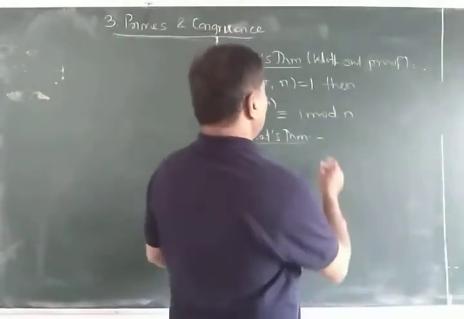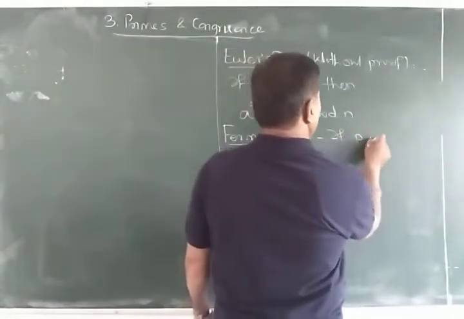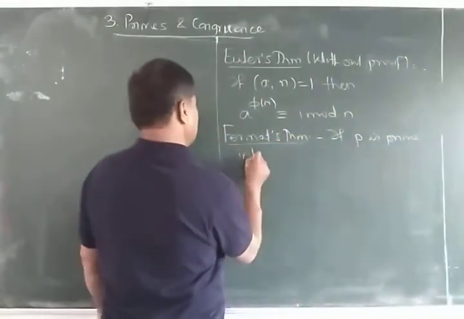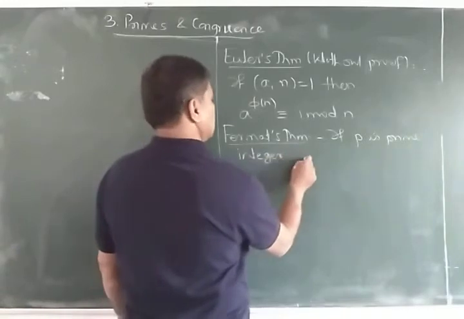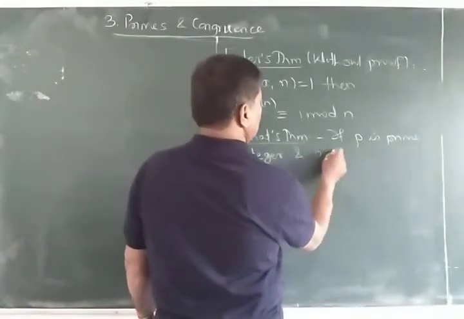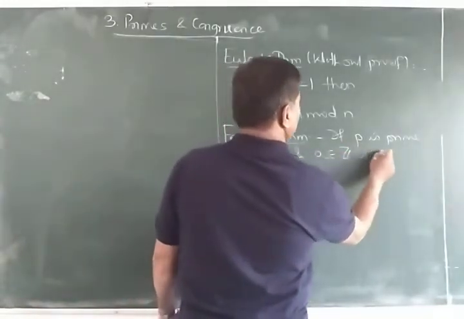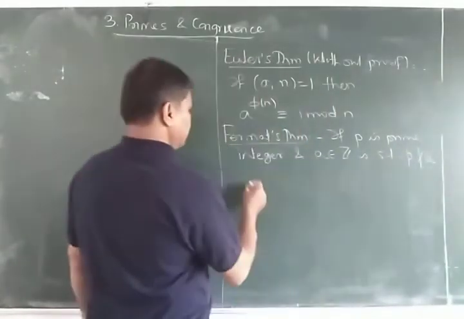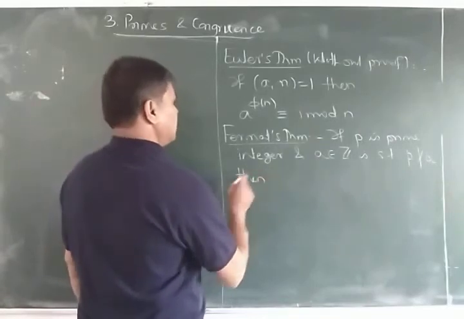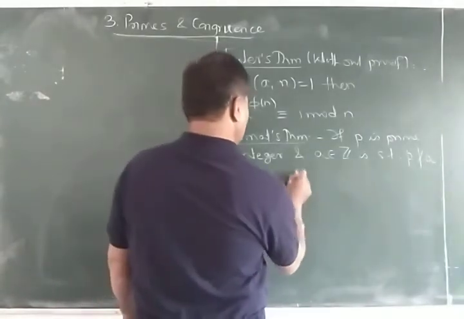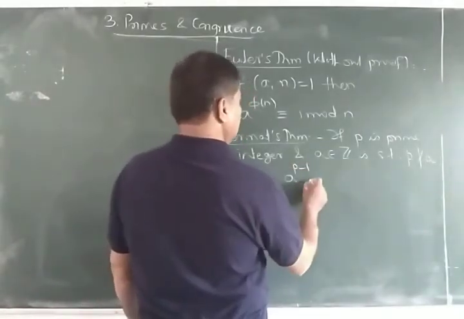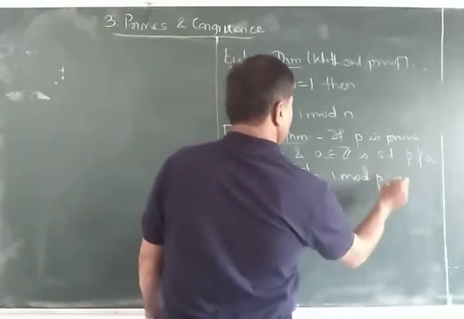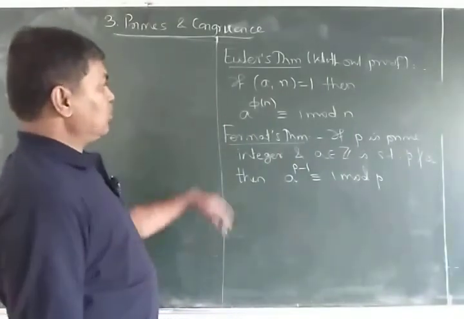And Fermat's theorem: if p is a positive prime integer and a belongs to Z is such that p doesn't divide a, then a raised to p minus 1 is congruent to 1 mod p. The proof is too simple.